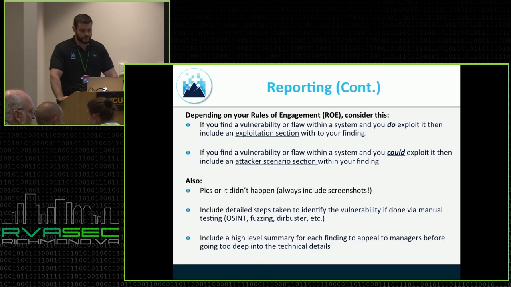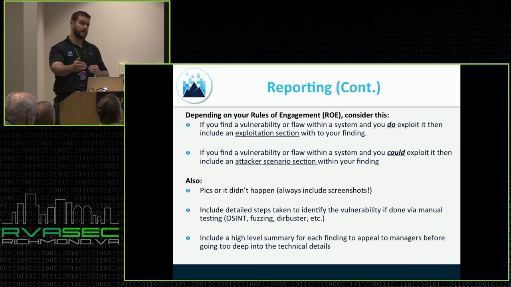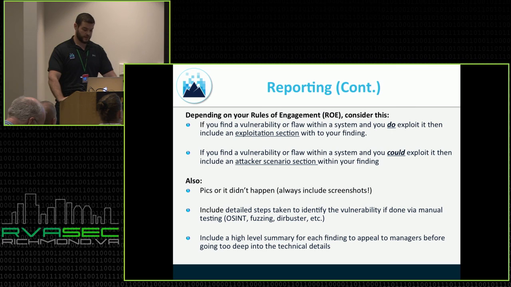Depending on your rules of engagement, you might want to show how you exploited it, but maybe you couldn't exploit it, right? Maybe they said they want a vuln assessment. They're calling it a pen test, but it's really a vuln assessment. They don't want you to exploit it. So put an attacker scenario section in there and say how you could have exploited it. Maybe do a lab and show, here's what could happen if you don't fix this, to help drive the points home. We also like to put pictures and screenshots in there to help the tech guys, and include the detailed steps we took to get this finding, how it all fit together.